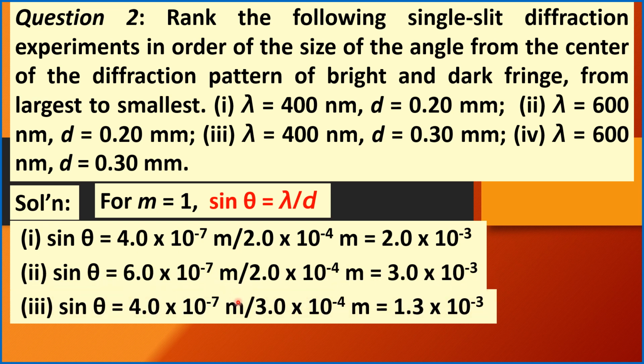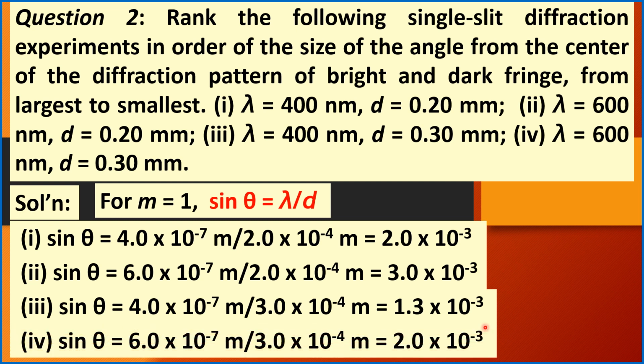For case 3, lambda is 4.0 times 10 to the negative 7 meters and the value of d is 3.0 times 10 to the negative 4 meters. So the ratio is 1.3 times 10 to the negative 3. And of course, case number 4, the lambda is 6.0 times 10 to the negative 7 meters, while the slit width is 3.0 times 10 to the negative 4 meters, and we get the ratio 2.0 times 10 to the negative 3. Then we will rank them from largest to smallest.